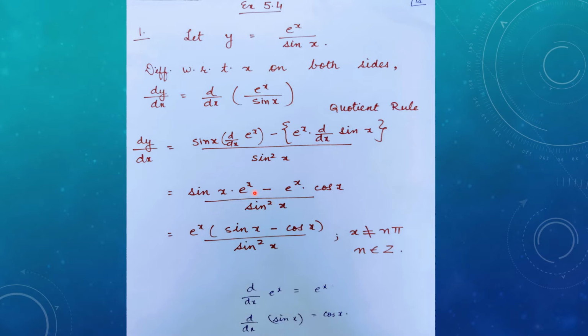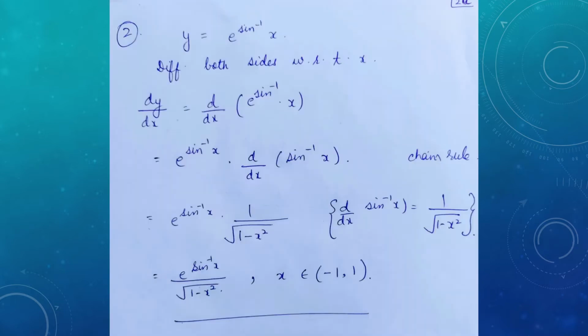Now from there you can take e^x common. We get e^x (sin x minus cos x) whole upon sin²x. A very simple question, but I insist that you please revise and learn all the formulae. Only then this exercise will be easier for you.